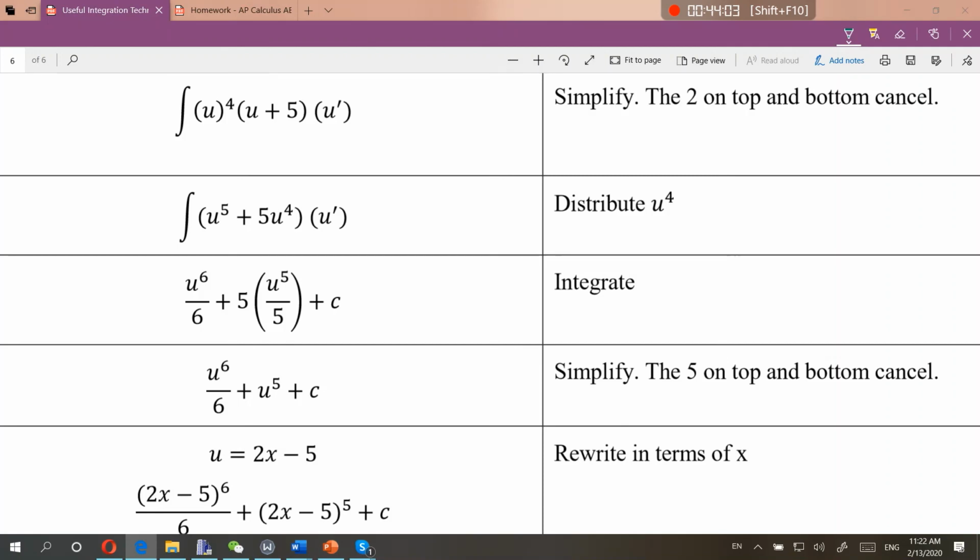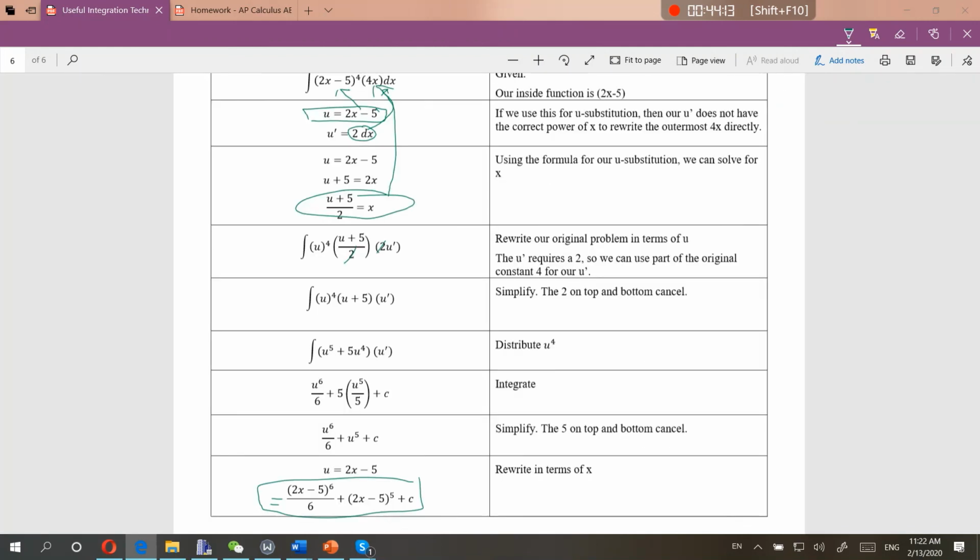Okay, so the trick here is that when you do your original u substitution, you have created a function that you could solve in terms of x. Which means if there are any x's left over in your original problem, you can use this equation that you've created, solve for x, and then substitute that back in for all of the x's that were left over in your original equation in order to get it rewritten in terms of u.